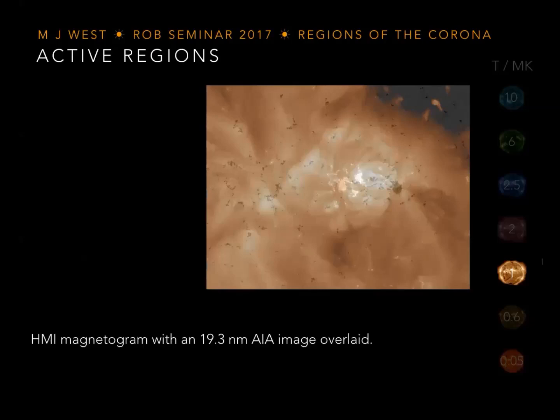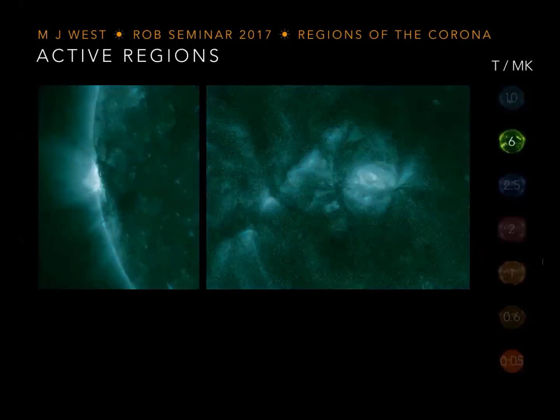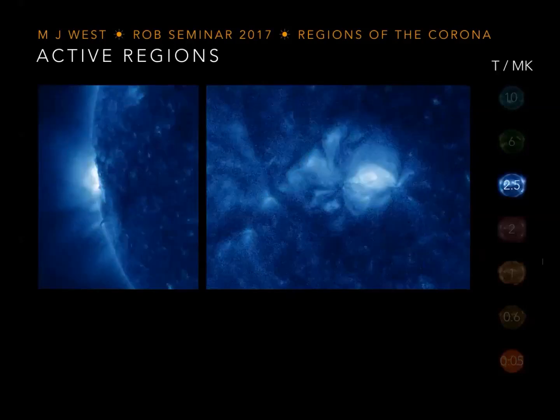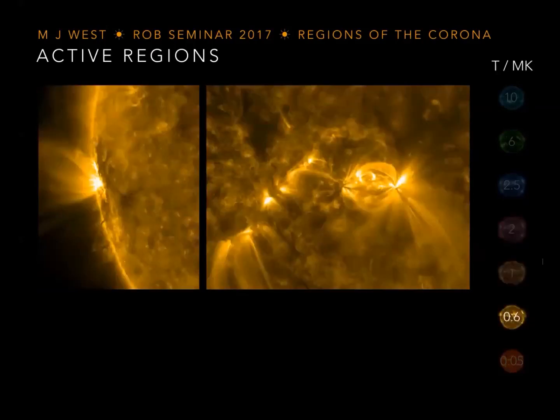What else do I want to say? Okay, I'm just going to jump through what these look like in the different passbands again. So again, we can see these active regions. They're very hot regions. We see them all the way up to 10 million Kelvin. Then if we go down to 6 million Kelvin, we can still see them quite brightly, 2.5, 2, 1, and then we can see them really clearly at around 600,000 Kelvin, these wonderful loop structures here.